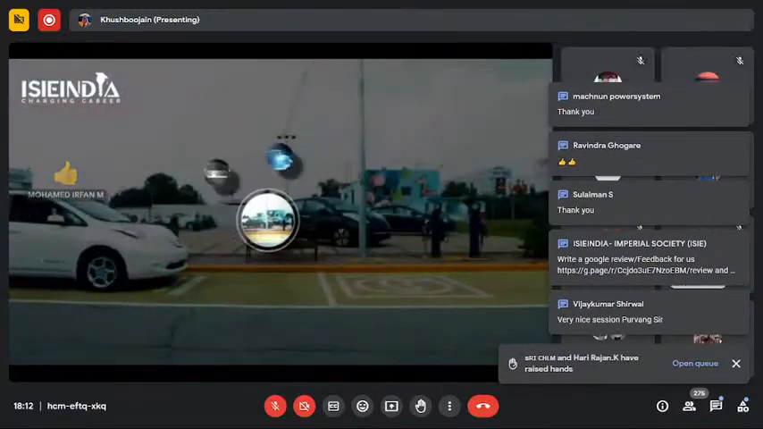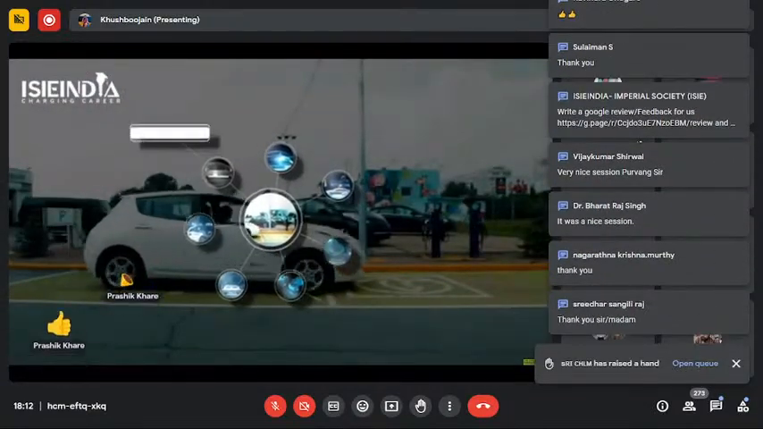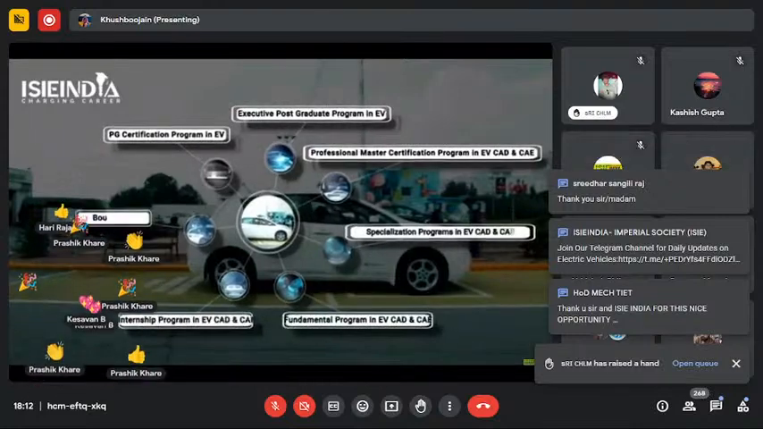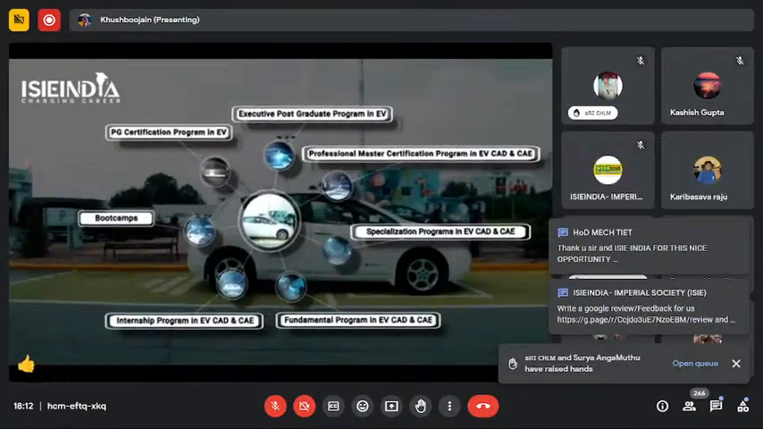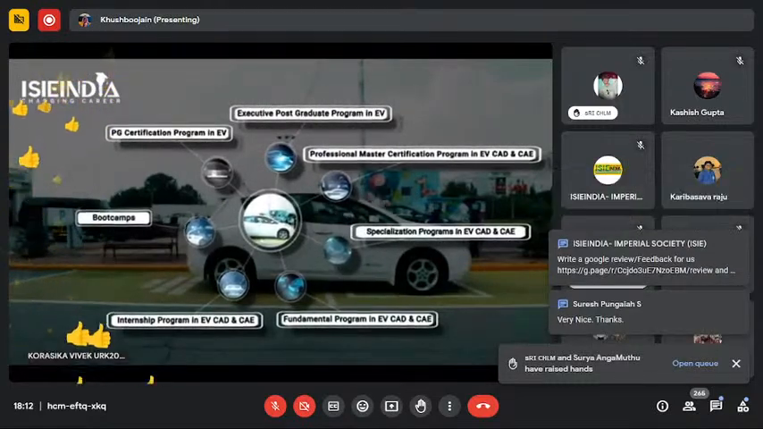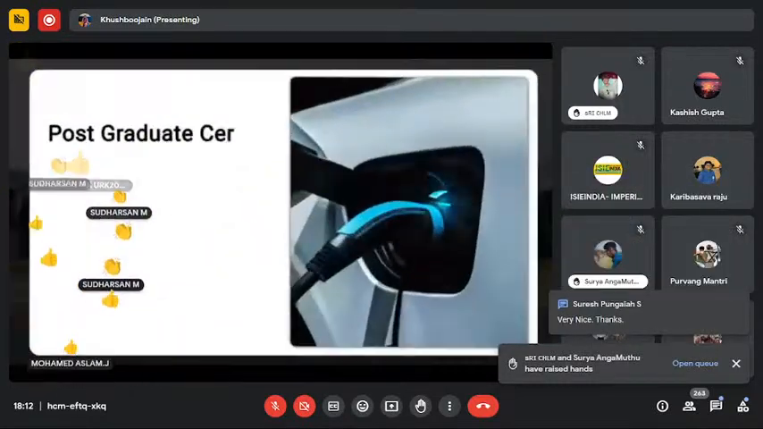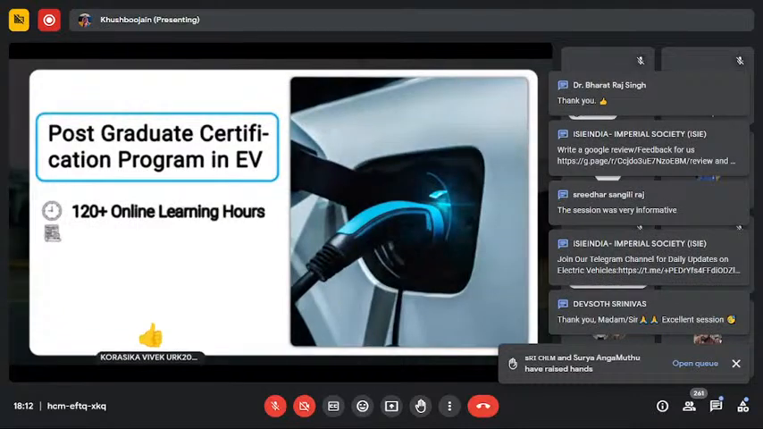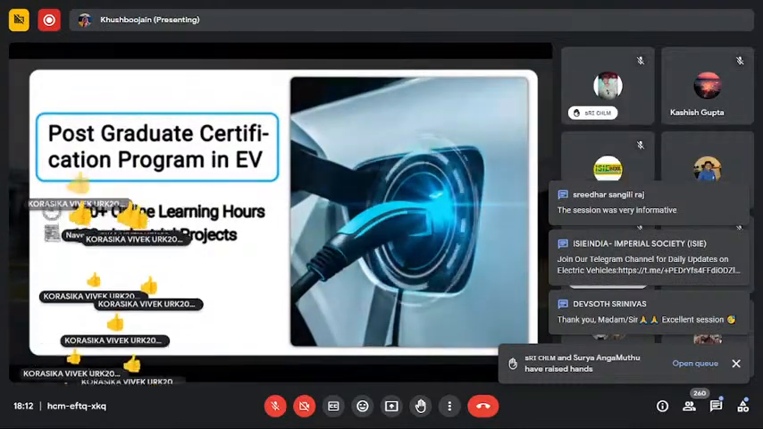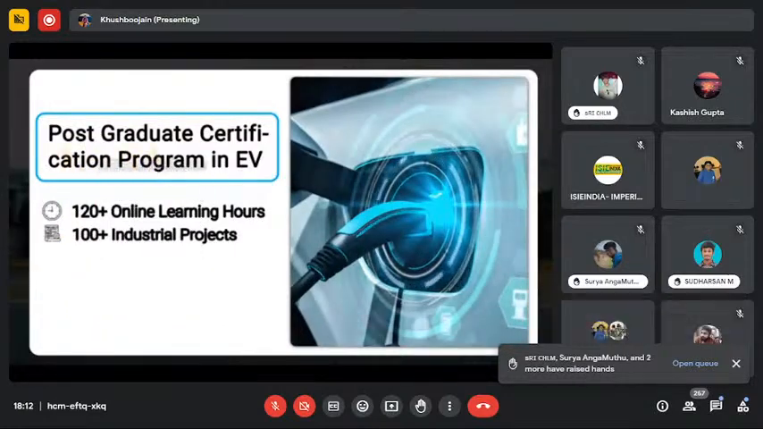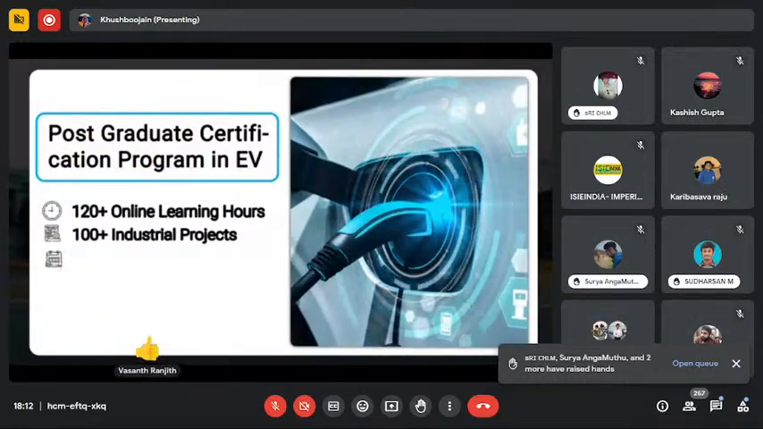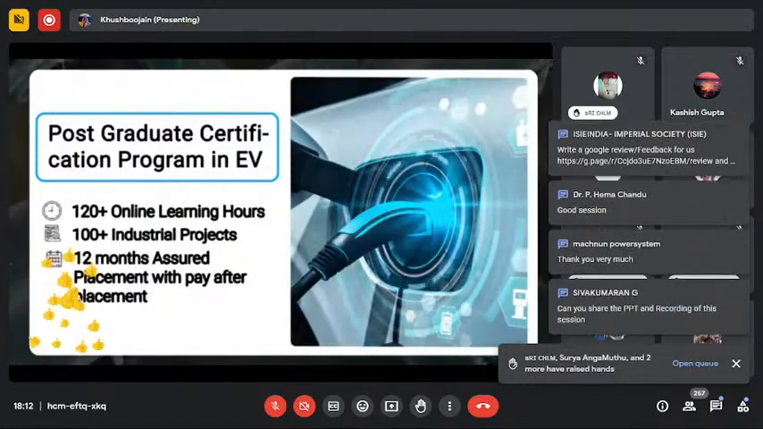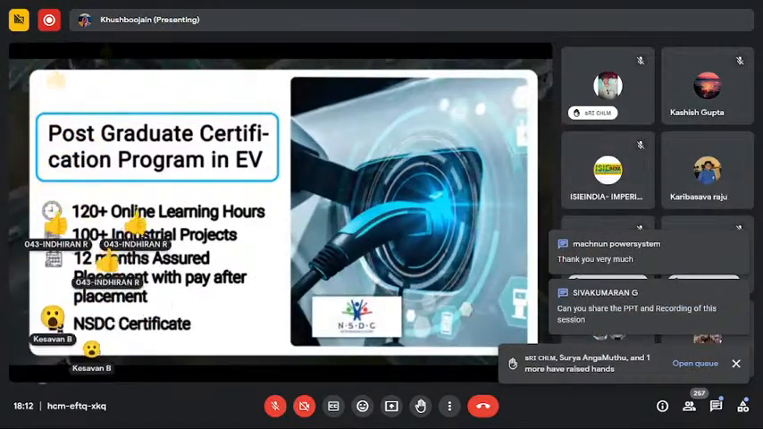We have a range of courses in electric vehicle, computer-aided design and engineering, including postgraduate certification and executive PG program in EV, professional master certification program, specialization programs, fundamental programs, and internship in EV, CAD, and CAE. Our postgraduate certification program in EV is specially designed for the students with 120 plus online learning hours, 100 plus hours of industrial projects and internship to give exposure of various computational tools for hybrid electric vehicle applications. It is a 12 months assured placement course with pay after placement, thus encouraging the learning without financial constraints. The course is globally valid, certified from NSDC Government of India.